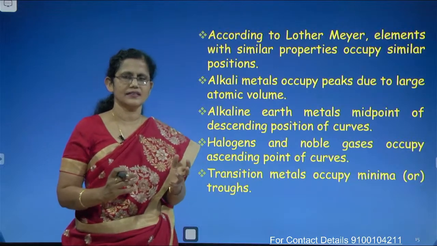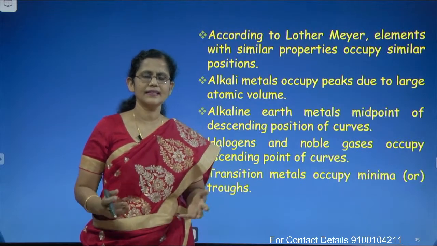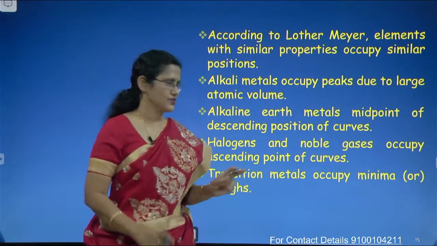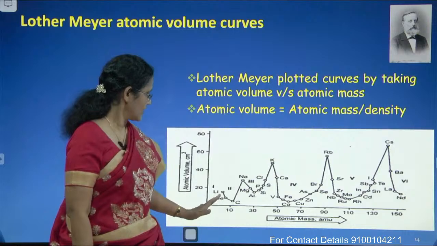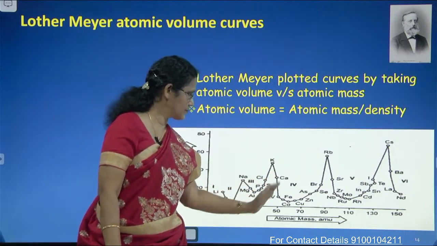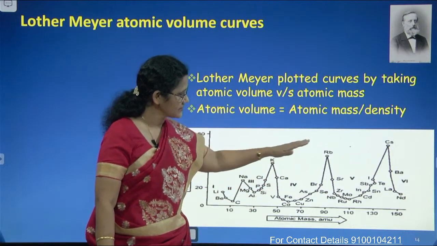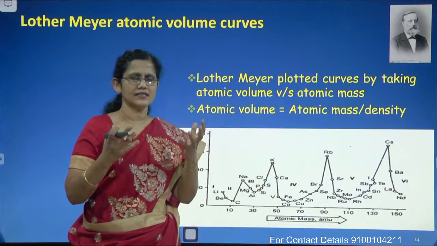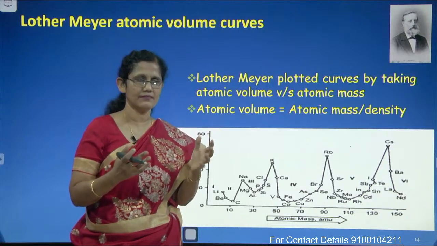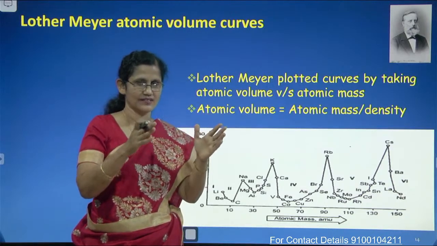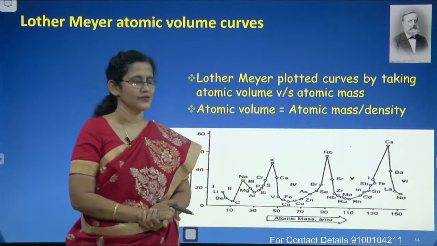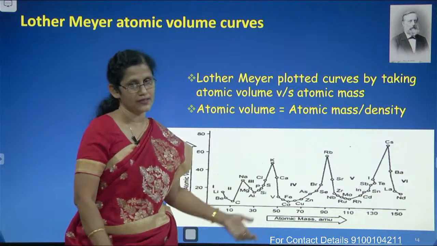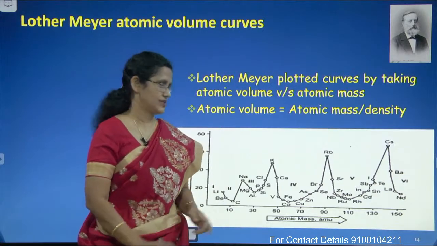Why didn't this type of classification work out? To memorize this many positions, the ascending portion has which type of elements, the descending portion which type, the peaks which type, the troughs which type. Memorizing so many different types of elements at different positions became a big problem. So, Lothar Meyer's atomic volume curves didn't work out.